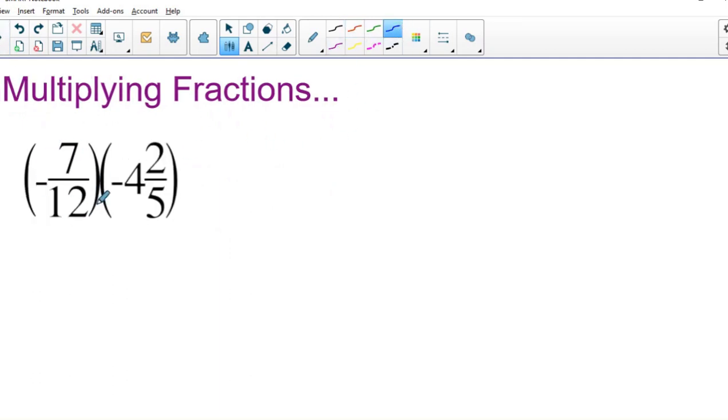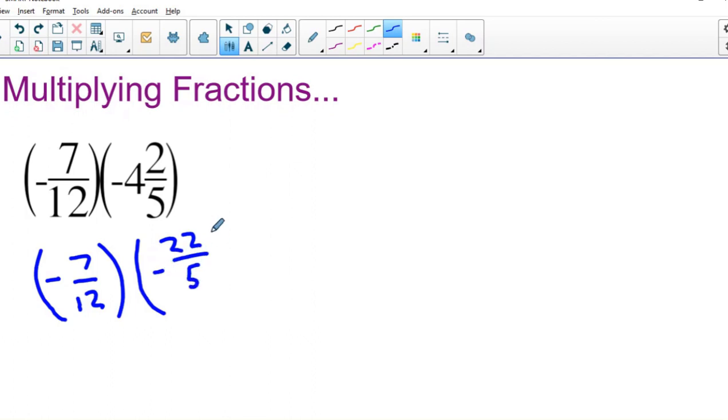So here I have a fraction times a mixed number. So the first thing I want to do here is just rewrite this as an improper fraction. So I'm just going to bring down that -7/12. For this, here we go. This is -4 2/5. The easiest way to do this is watch. 4 times 5 is 20, plus 2 is 22. All right, so just one more time, what I did was 4 times 5 is 20, plus 2 is 22. So I can rewrite that as an improper fraction, -22/5. And now I can multiply these together.